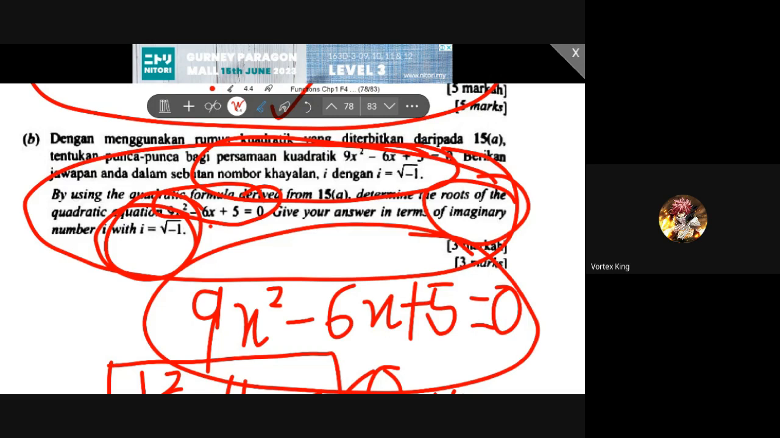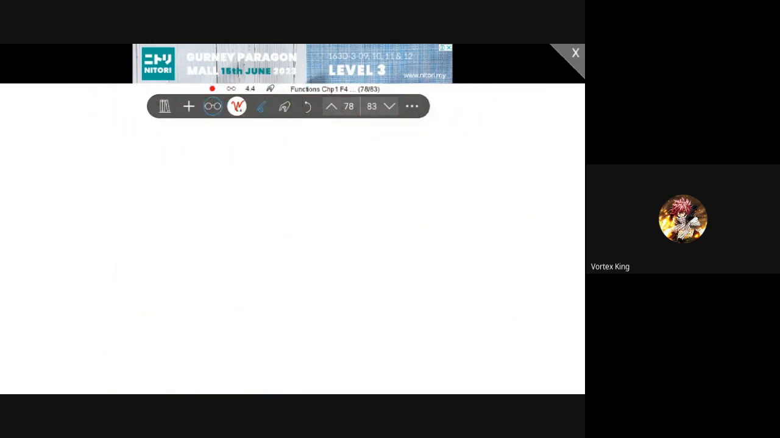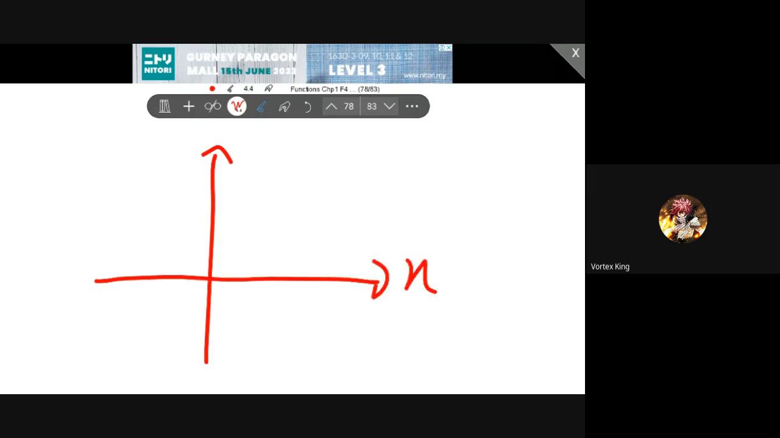Maksud dia curve macam ni. Kamu boleh imagine. This is your axis. Like this, X, Y. Wait, I draw for you the curve. You'll understand. If like this. Okay, saya pergi slow.